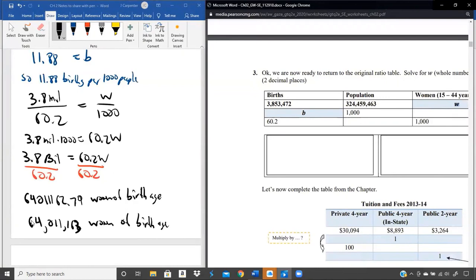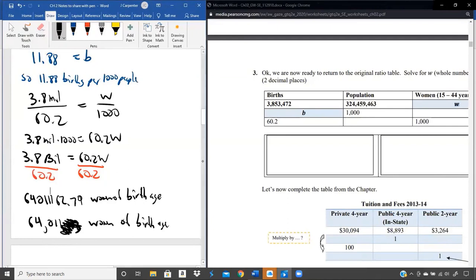What do I mean by does it make sense? How do I really say this number makes sense? What if I forgot to multiply by those zeros and I said the answer was 64,011? If I said the answer was 64,011 women of birthing age, would that make sense? Well, if there's 324 million people we're discussing this relative to, I don't think 64,000 women of those people are able to give birth. It's way more than that. That answer would not make sense.